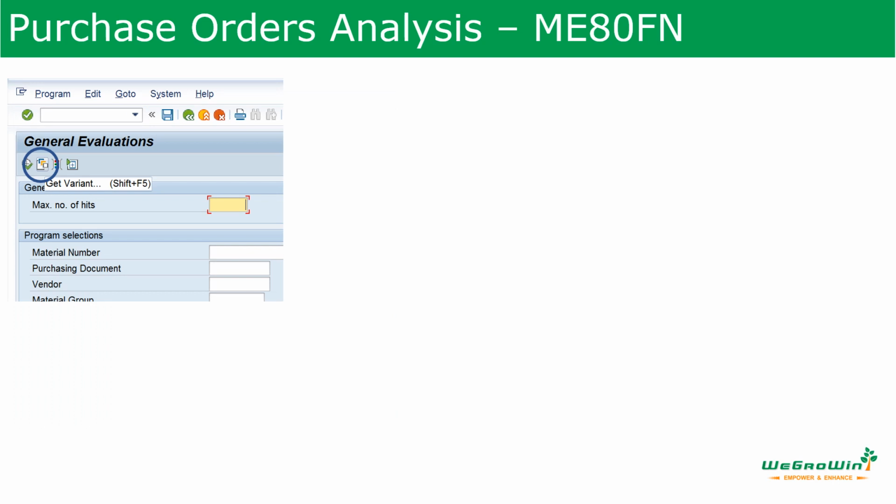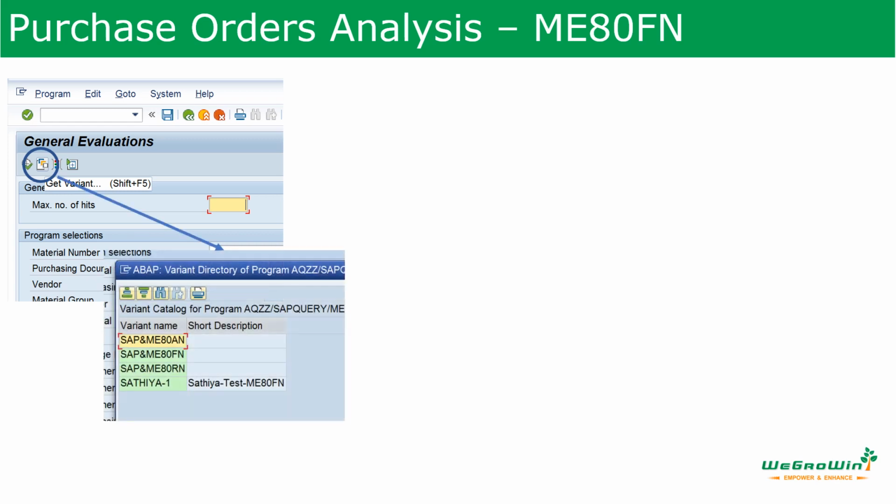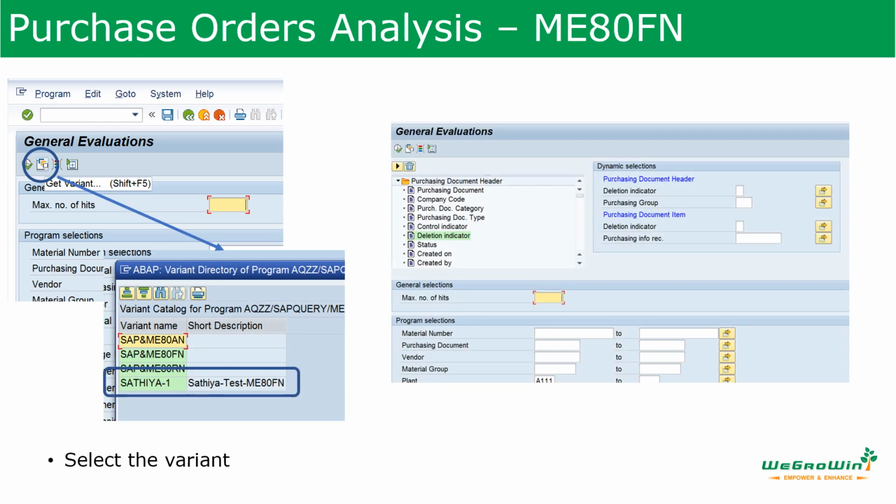When you go to the transaction ME80F1, go to Get Variant. Now the system will show the different variants which are there. Now select the particular variant. Now the system is opening the parameters that you selected from the dynamic selection.